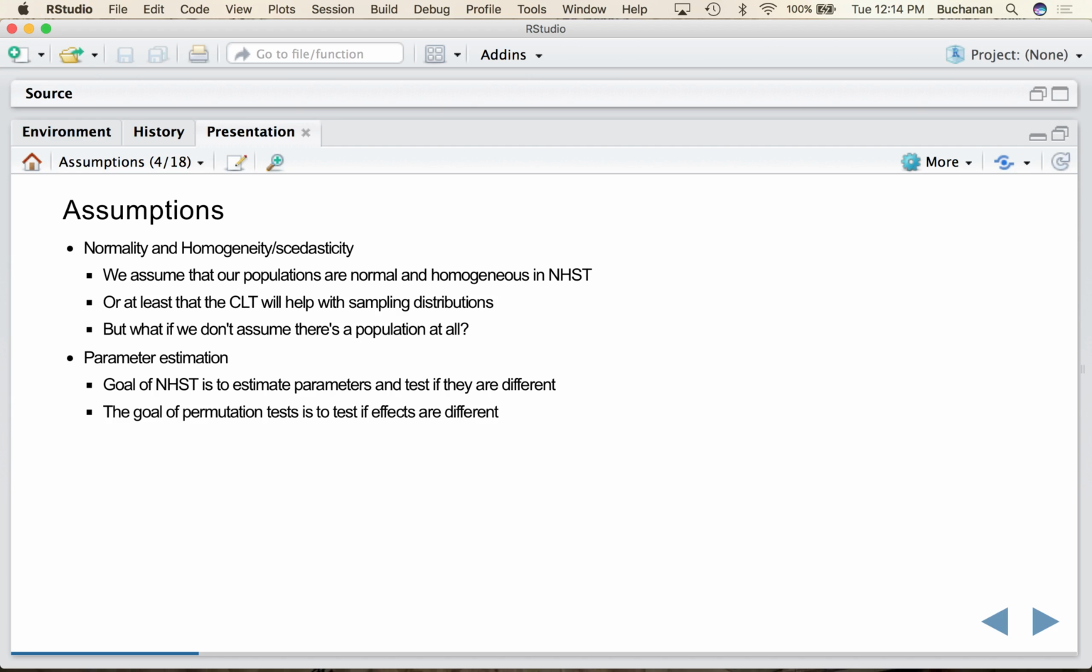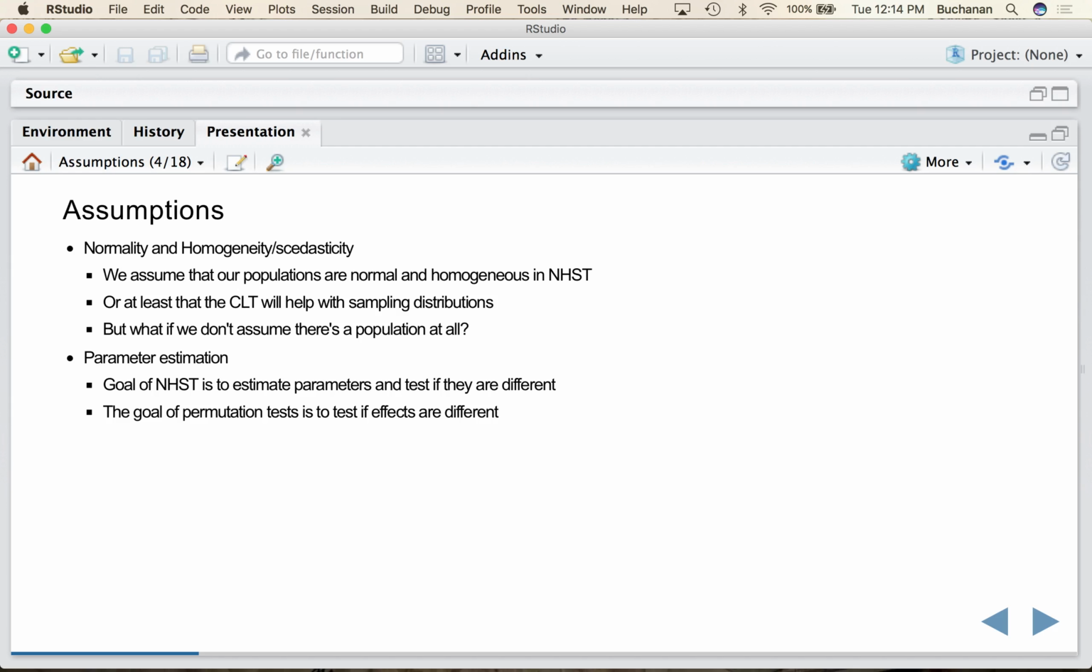So the assumptions that we normally are dealing with is normality, right? That the sampling distribution is normal. So the population doesn't really need to be normal, but the sampling distribution should be. And then homogeneity or homoskedasticity, kind of depending on what you're doing. So we do sometimes assume that populations are normal, although really what we assume is that the central limit theorem will help us with our sampling distribution. So we actually need the sampling distribution to be normal. And we assume that the populations are homogeneous, so that the variances are equal or that the residual error variances are equal in null hypothesis testing.